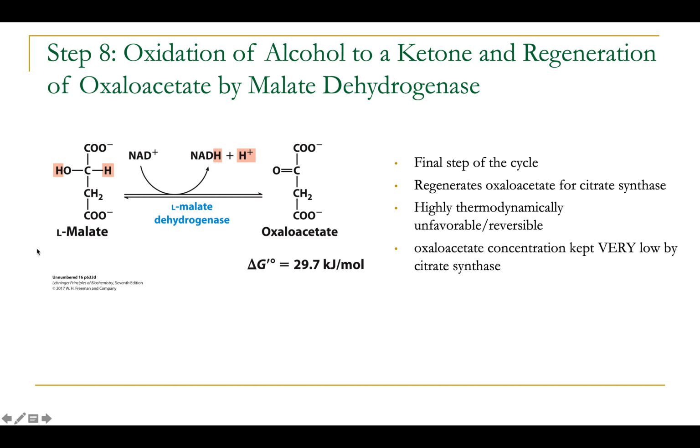In the last step, the malate is oxidized once again to produce the end product of the citric acid cycle, oxaloacetate. This reaction is catalyzed by malate dehydrogenase, which we already encountered when we talked about the gluconeogenesis pathway and generation or transfer of NADH into cytoplasm to complete gluconeogenesis.